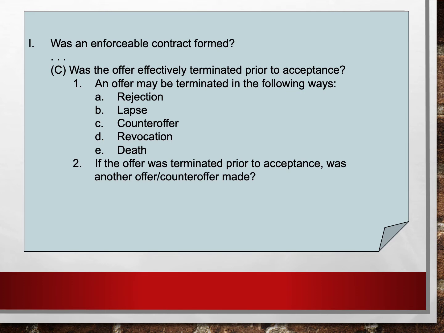So, for example, with respect to the section that says, was the offer effectively terminated prior to acceptance, you might elaborate a little bit by saying an offer may be terminated in the following ways and list them, and then note to yourself, if the offer was terminated prior to acceptance, what I need to then ask is whether another offer or counteroffer was made so that I can then go and figure out whether that one was accepted.